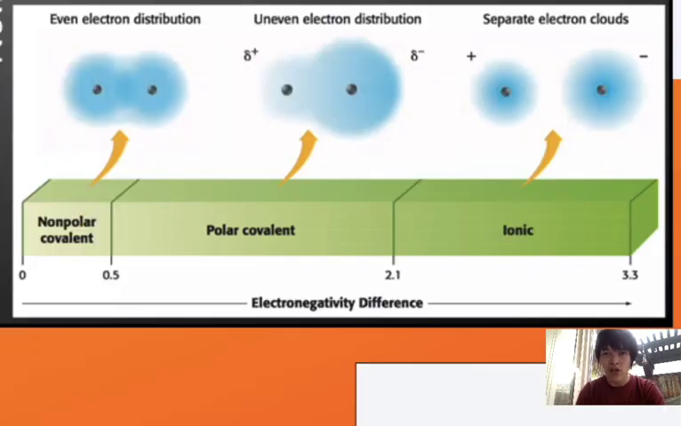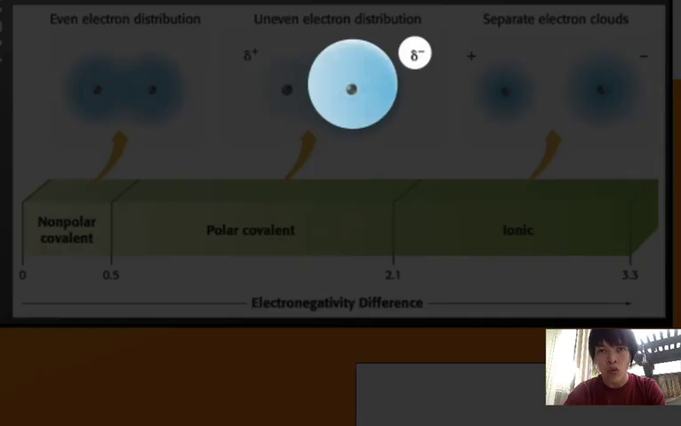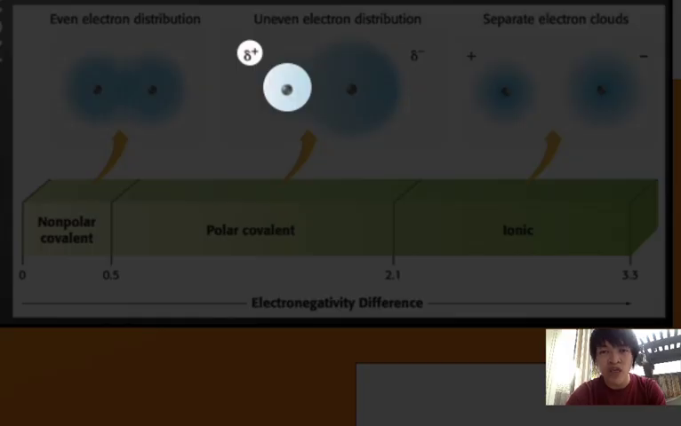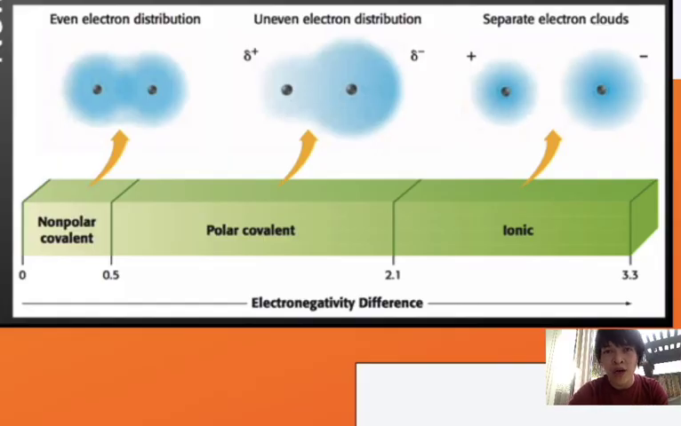If you look above where it says polar covalent, it basically means that there's an uneven electron distribution because the more electronegative atom, the chlorine here, is hogging the electrons. This causes one atom to be partially negative and one atom to be partially positive. The atom that is partially negative is the one that is hogging all of the electrons, and you should know that electrons are negative.